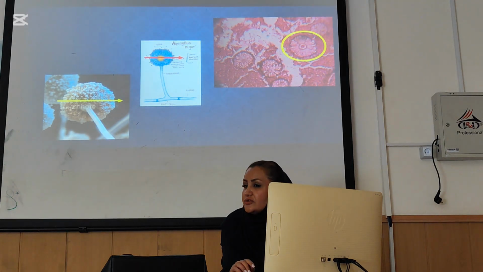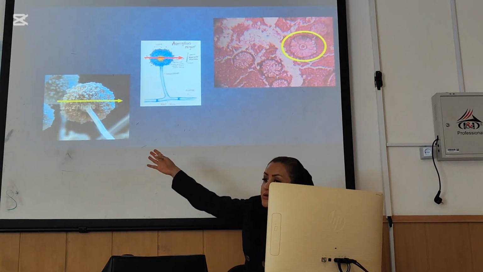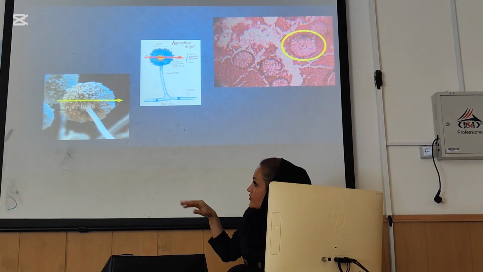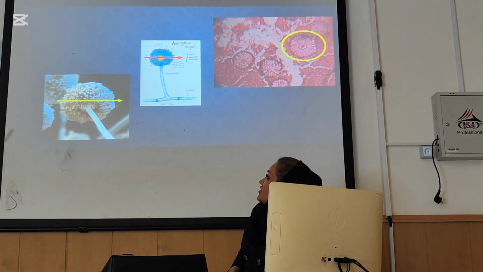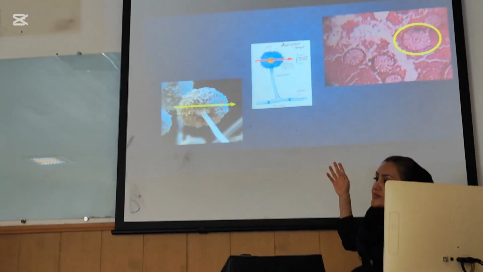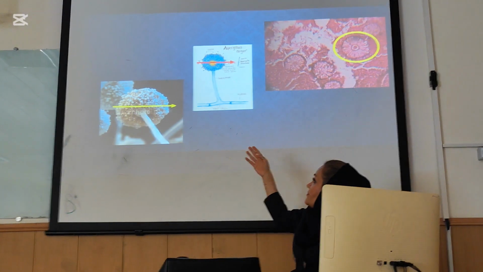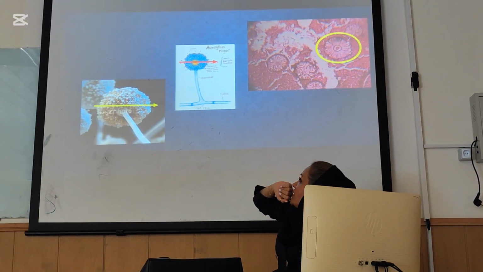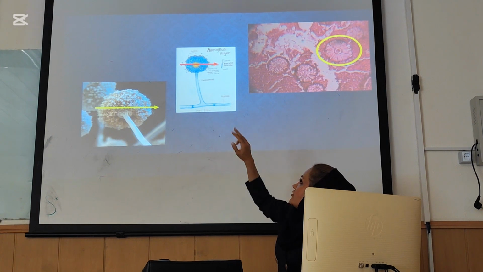In this slide, you can see three images of Aspergillus. On the right side, you can see the electron microscopic view of Aspergillus niger. In the middle, you can see the detail of Aspergillus. In Aspergillus, we have a septate hypha, and we have a long hypha that is called conidiophore.